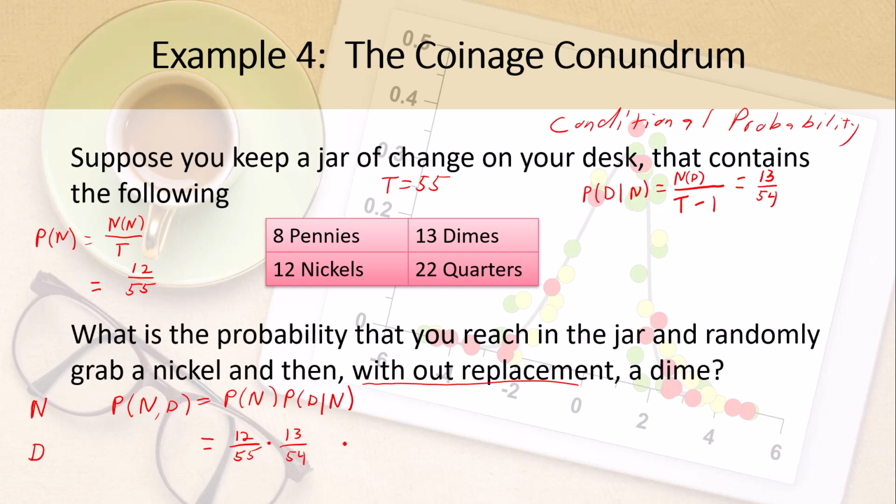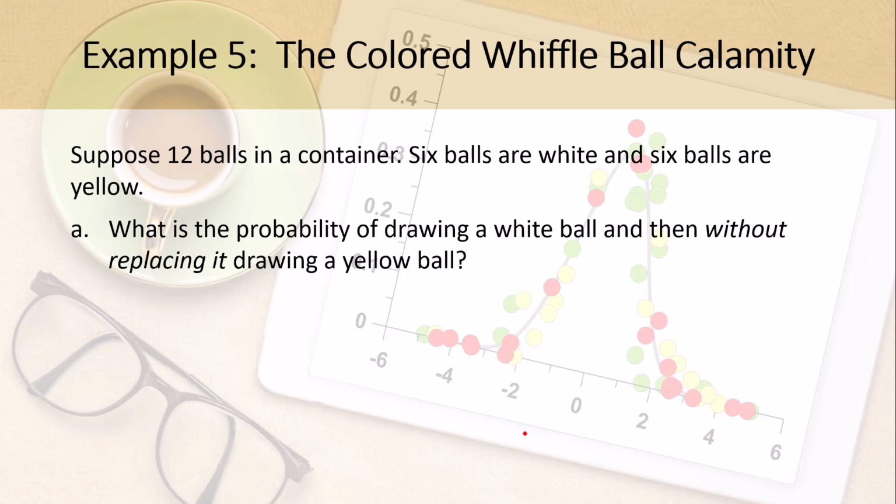Multiply all that together, you will have 156 divided by 2970. Notice that it's not a reduced fraction. This actually reduces to 26 over 495. If you wanted to write this to a decimal place, this would be 0.0525. Okay, so that is how we would handle this example, the coinage conundrum. And I believe this is going to be the last example for this particular video.